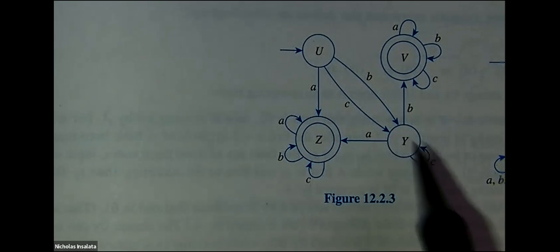Okay, so what are our transitions from Y for A, B, and C? Z, V, Y, very good. On A, we go to Z. On B, we go to V. On C, we go to Y. And lastly, Z on any input goes to itself. So that's our transition function. Okay.